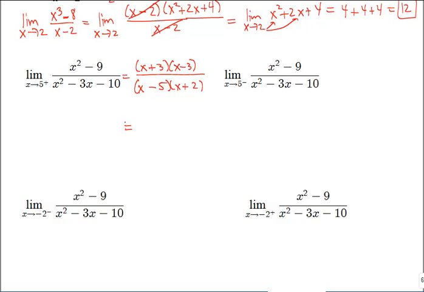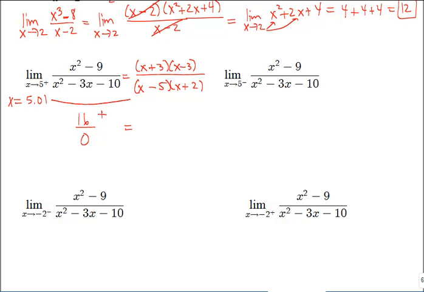But remember, when we plugged in initially, this was like a 16 over a 0. Now, the 16 is obviously going to be positive. The bottom, however, we need to know the sign of. So when I plug in, what I'm going to be plugging in is some x value from the right side of 5, which means slightly bigger than 5, so something like 5.01.